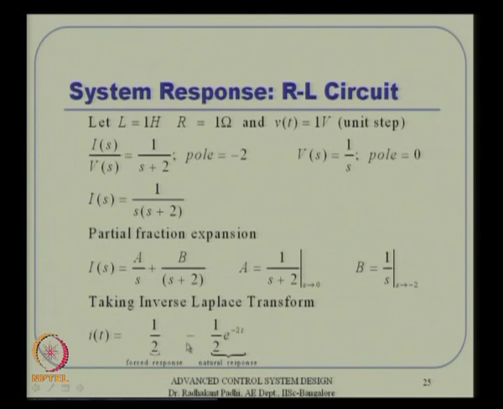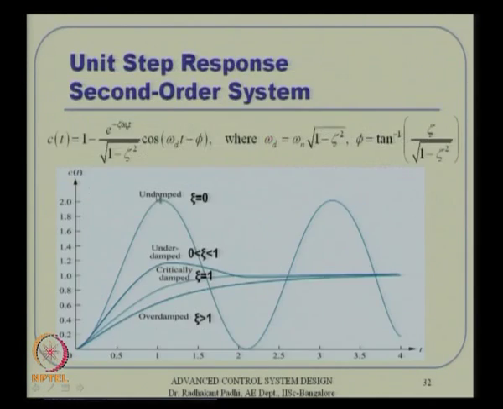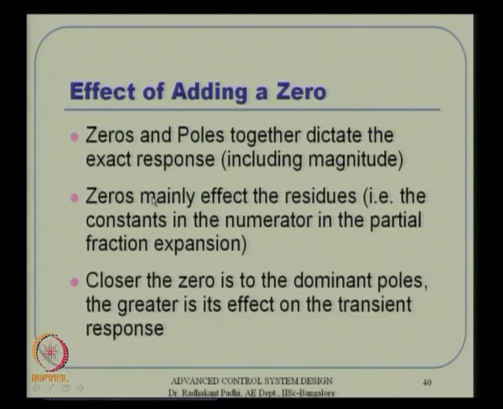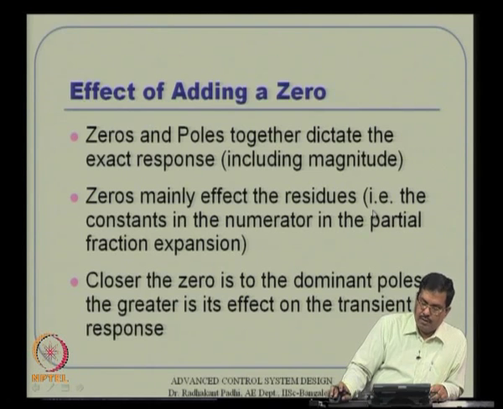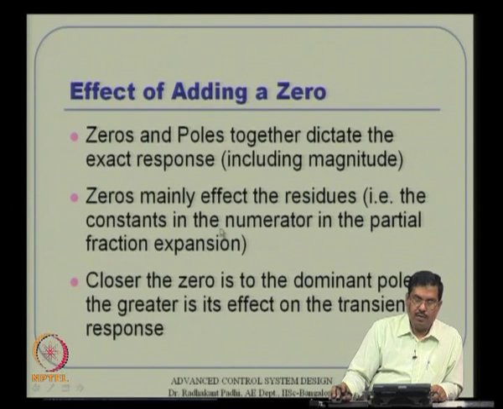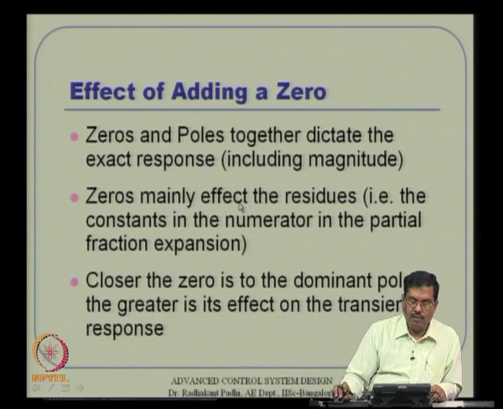So, the exact value of these constants that you are getting here, the 0 does play a role. That is the message here. Zeros mainly affect the residues. So, the constants in the numerator of the partial fraction are affected by 0 locations as well, and hence the exact value of the response and all that.